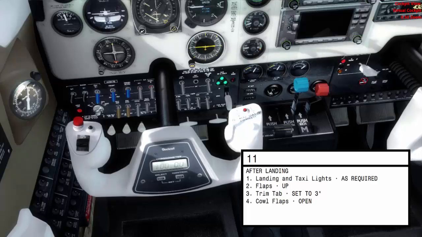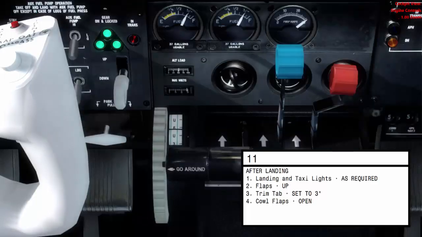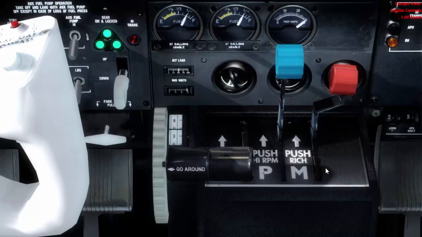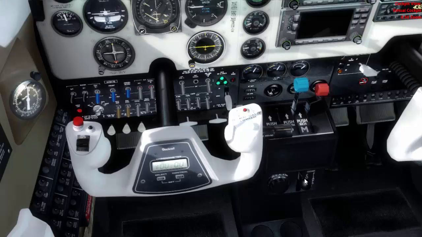Okay, after landing, we need the landing and taxi lights as required. Flaps up, trim tab set to 3 degrees. We'll move that to 3 degrees, and cowl flaps open. Okay, so we put the trim tab not to the neutral position, but just to 3 up. Okay, and then cowl flaps will be open. Okay, that is that thing you have there. Okay, we'll put that to open.